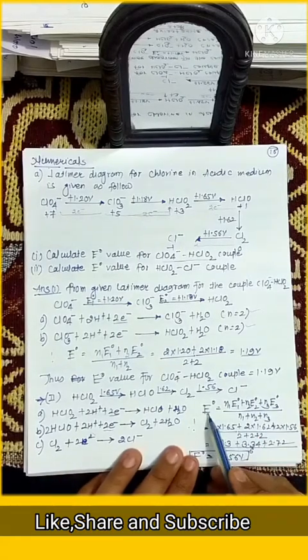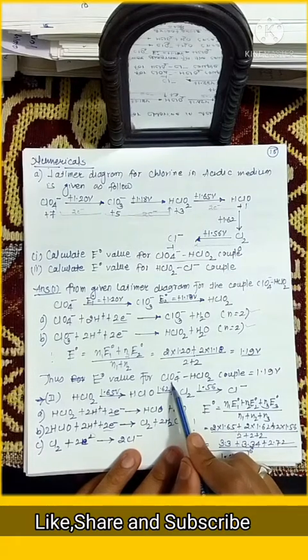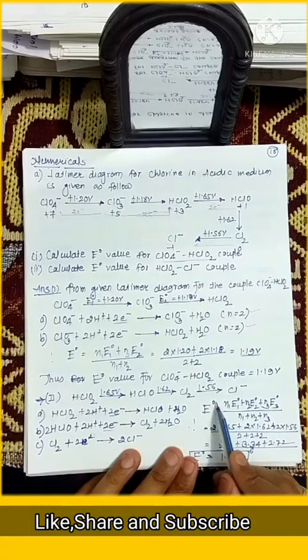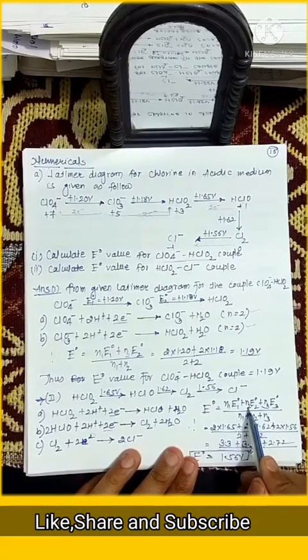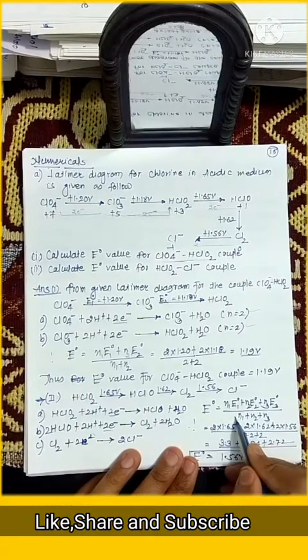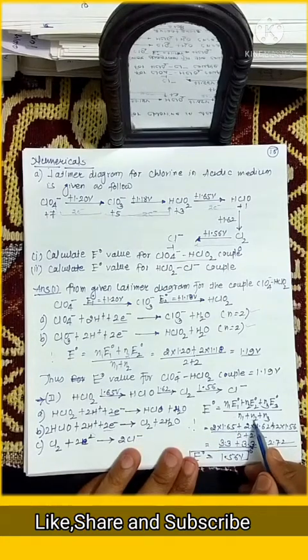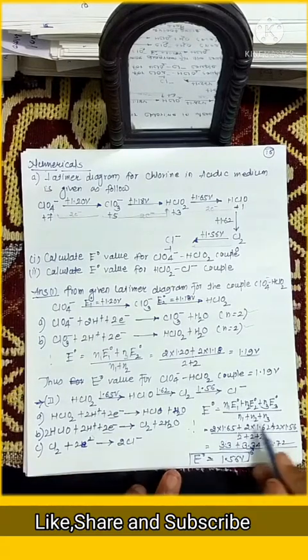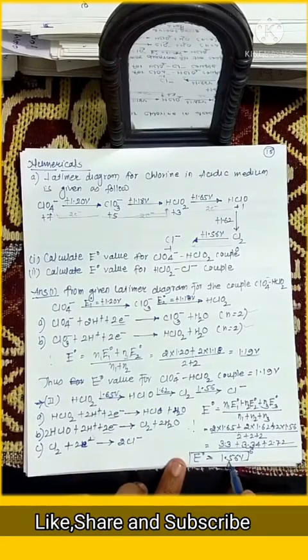So now we are going to calculate the couple value of ClO2 to Cl minus. The formula is N1E10 plus N2E20 plus N3E30 divided by N1 plus N2 plus N3. Just see, the value of N1 is 2, the value of N2 is also 2, and the value of N3 is also 2. So by putting in all the values, the couple value is obtained as 1.56 volt.